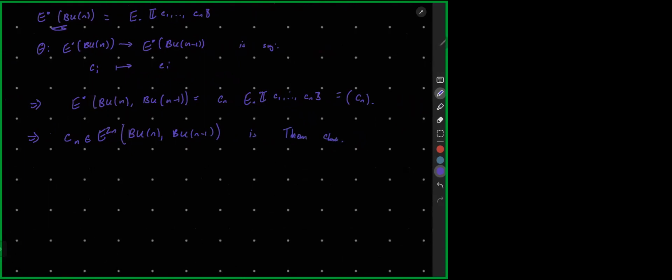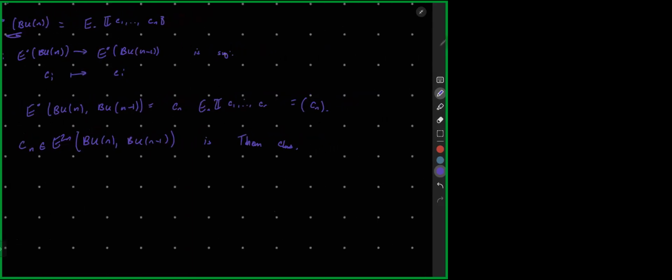I'm sorry, once again, I have a slight problem. Is it the ring of power series or the ring of polynomials? Ring of power series. So these here are double brackets.